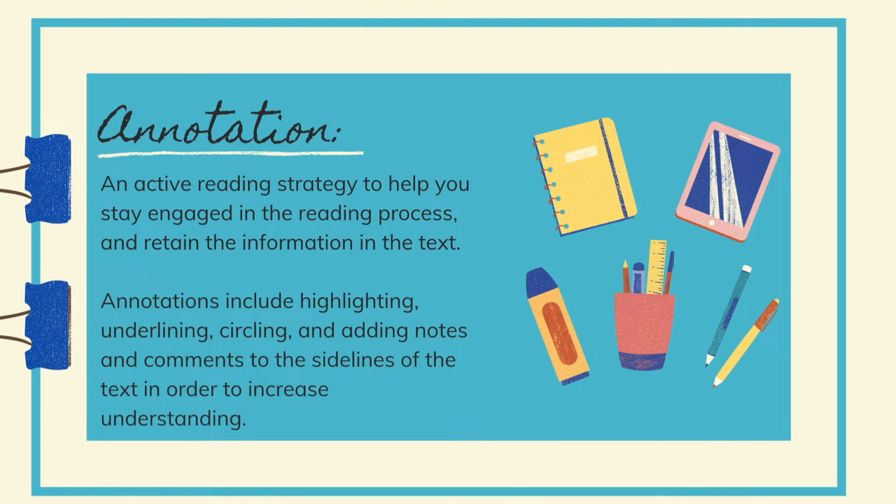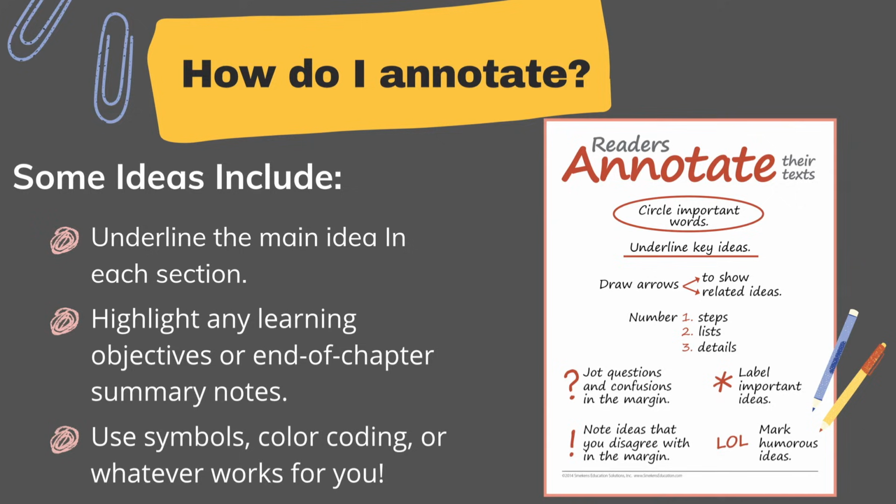So annotations are made up of highlighting, circling, underlining, and adding notes and comments to the margins of your page as you're reading. One question that we are asked a lot is, how do I annotate? So we're going to give you some ideas today of how to get started with annotation. But it's important to note that there's not one right or wrong way to complete annotations. You can practice some of the strategies that we're presenting here and then find what works for you. And the more you annotate, the more you'll get a feel for what works for you and what you like.